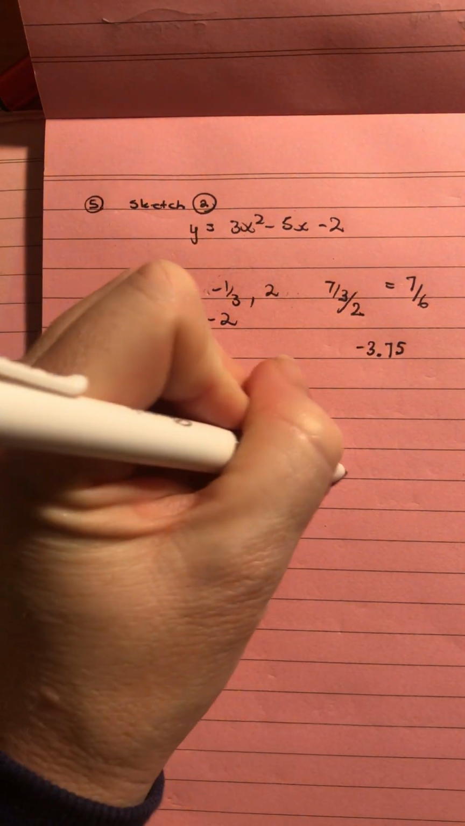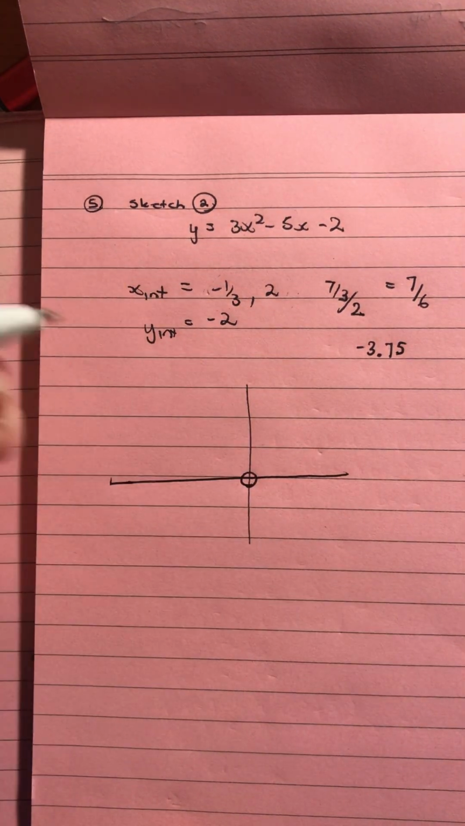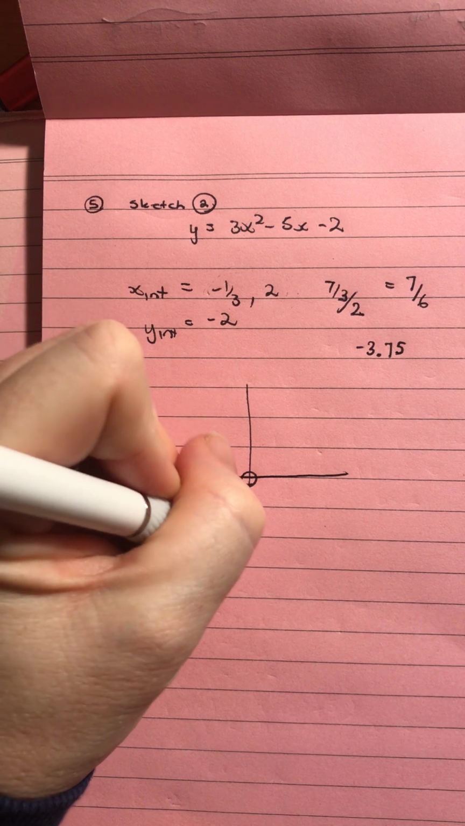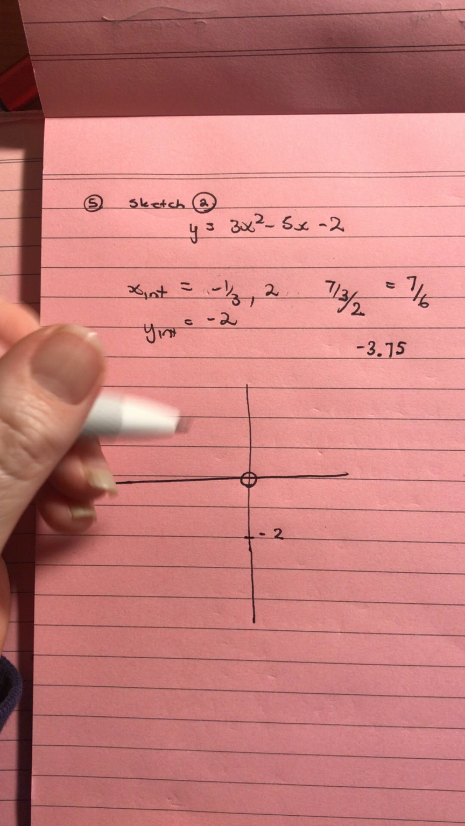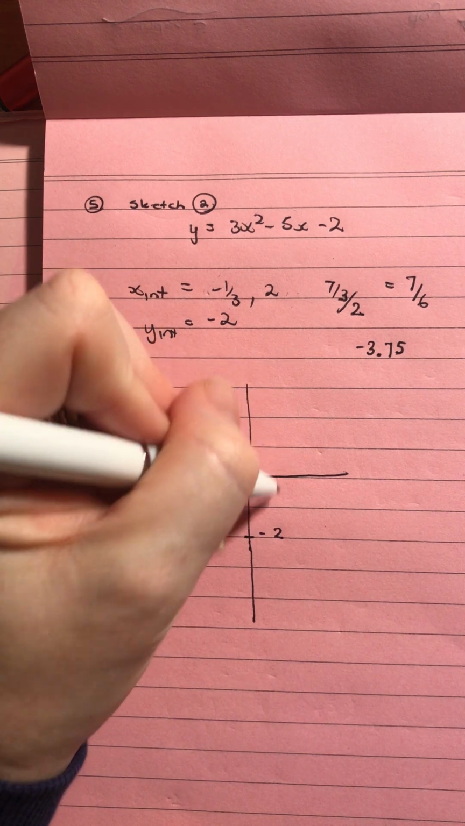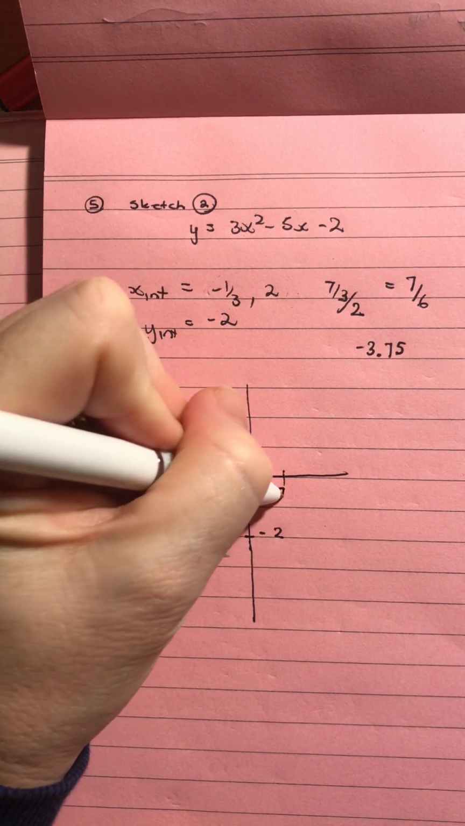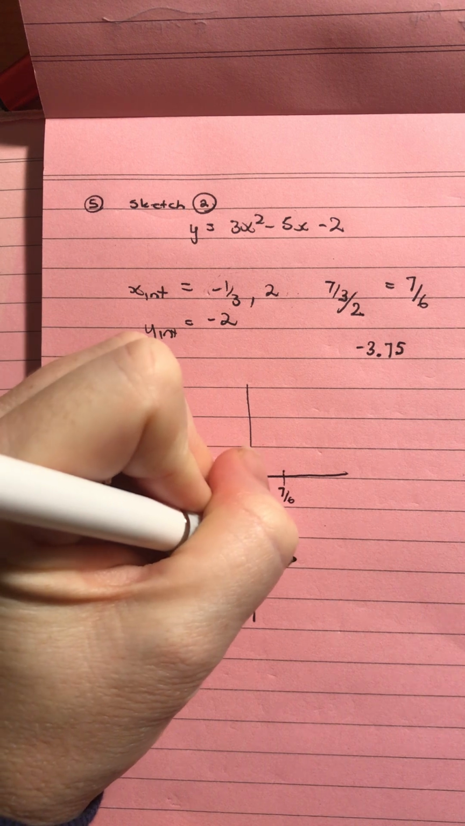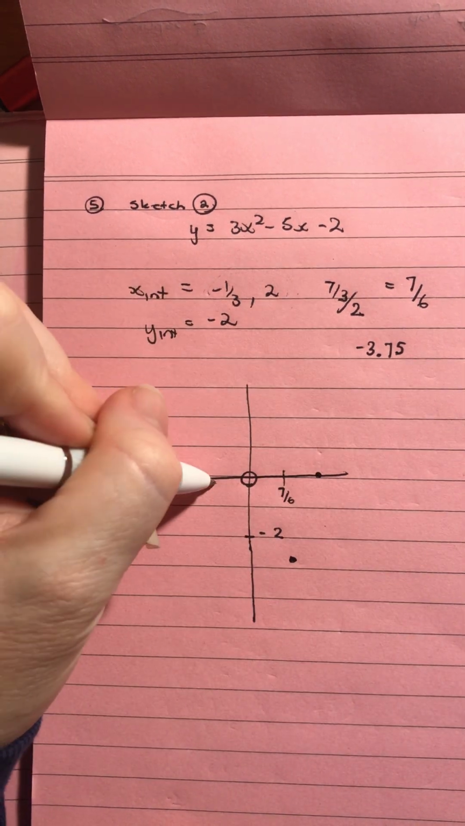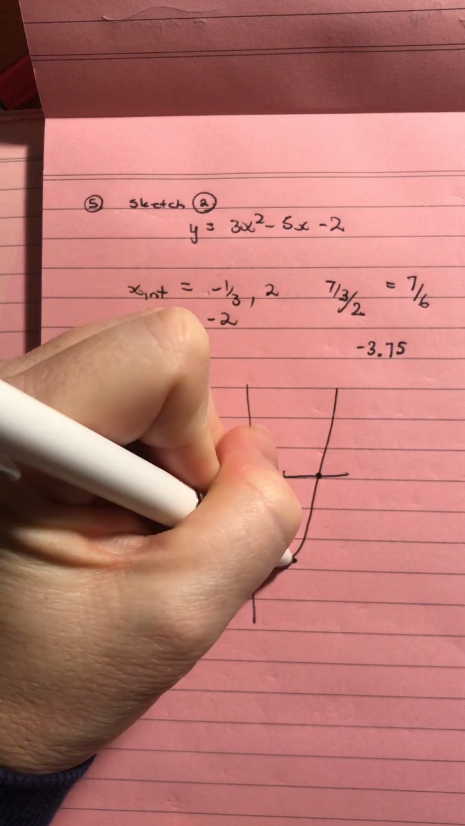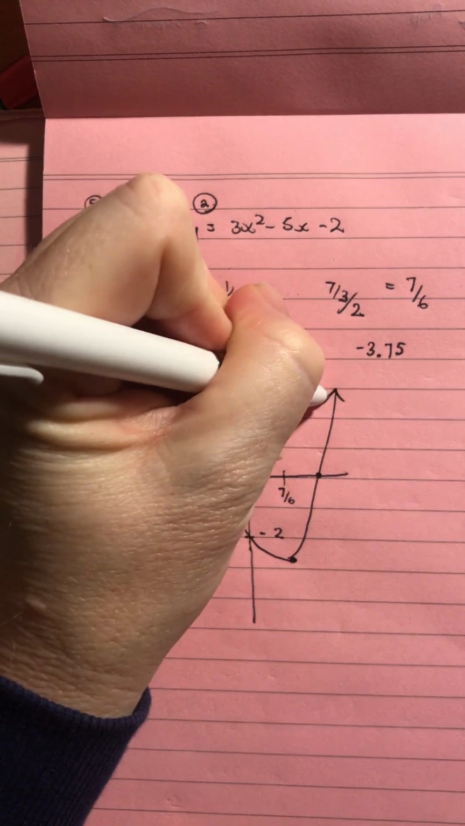And so now we can sketch our graph. We've got our y-intercept at negative 2. We've got our turning point at 7 on 6 and negative 3.75. And we've got our 2 and our negative 1/3 for our intercepts. And there is our sketch.